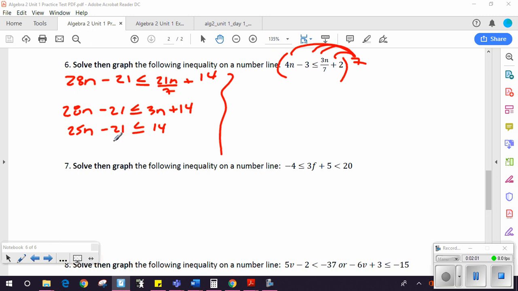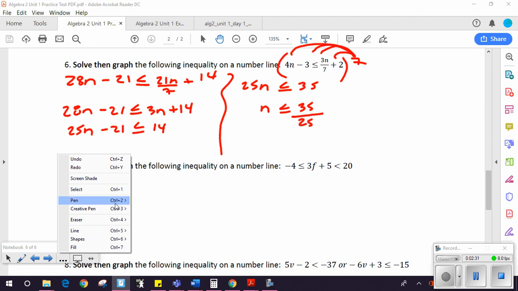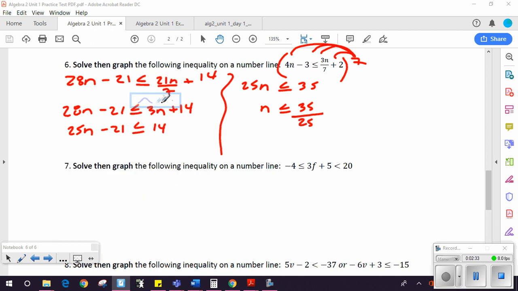I then would add 21 to both sides, which would give me 25n is less than or equal to 35. And then divide both sides by 25. So n is less than or equal to 35 over 25, but we must reduce, of course. They're both divisible by 5. So it would be n is less than or equal to 7/5.